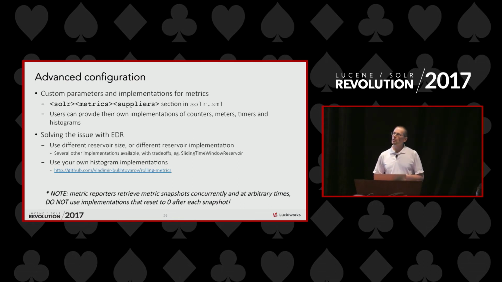There is a project called High Dynamic Range Histogram, HDR histogram. And there is a guy, Vladimir Bukhtayarov, that wrapped this into an API that is compatible with Dropwizard metrics and implemented sort of an exponentially decaying reservoir, but which uses internally this high dynamic range reservoir. So you should take a look at this and see if it fits your needs. But that's what this section, Solr metrics suppliers, is for.